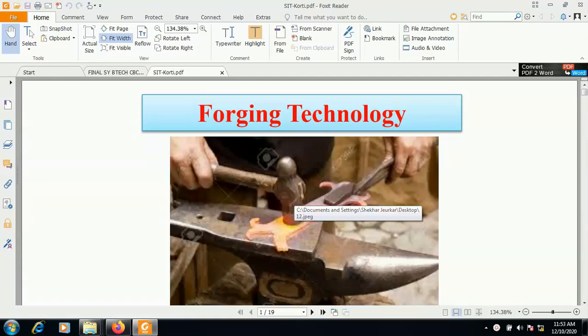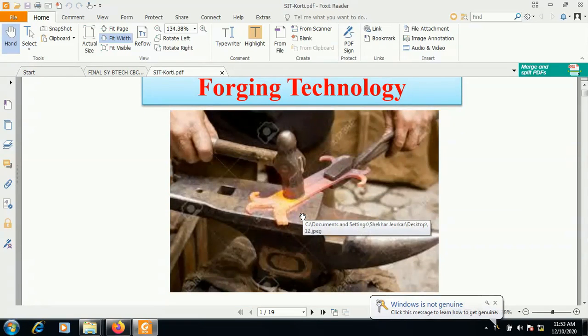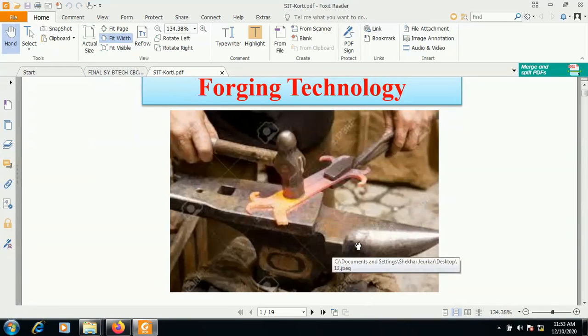Good morning student friends. In this video we will see forging technology. This is from unit 4, that is conventional forming processes. Now you are seeing in the picture an anvil. The anvil is one type of tool used in the forging process.